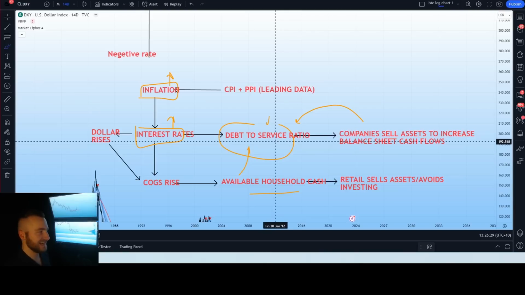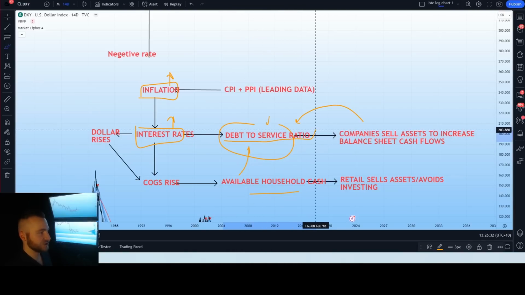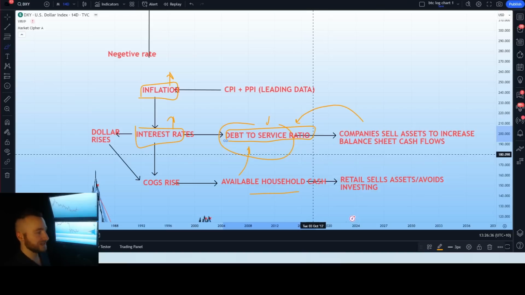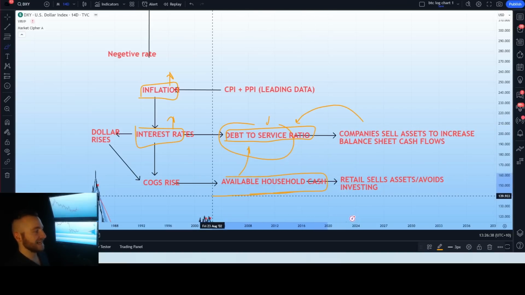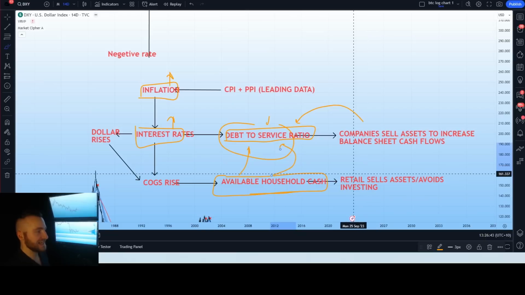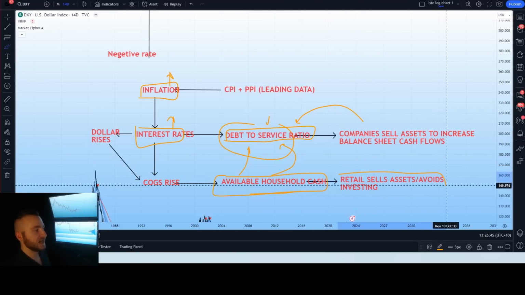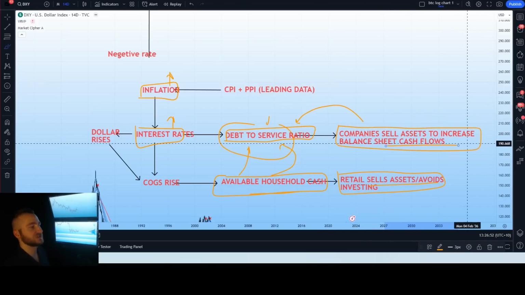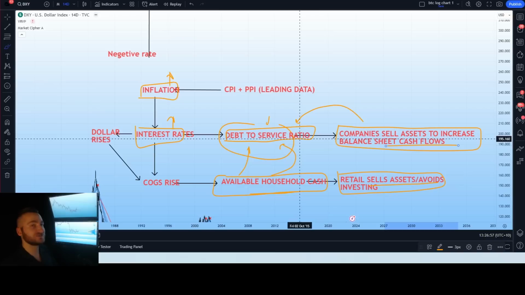If the cost of debt rises, debt service ratios for consumers, for companies, for retail increase. That requires more cash flow to service. That results in individuals, retail, avoiding investing or selling assets. It results in companies offloading assets to increase the cash flows on their balance sheets to service this debt and make their companies look more healthy. We could see the same thing we saw last time when interest rates started rising again, which would be another sell-off. So watch the interest rates, guys.